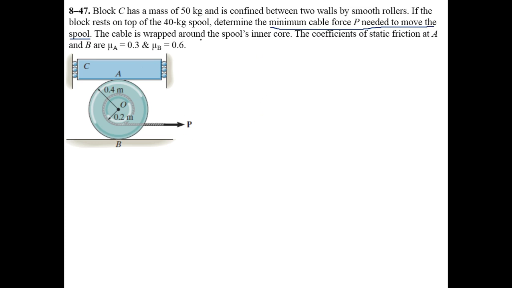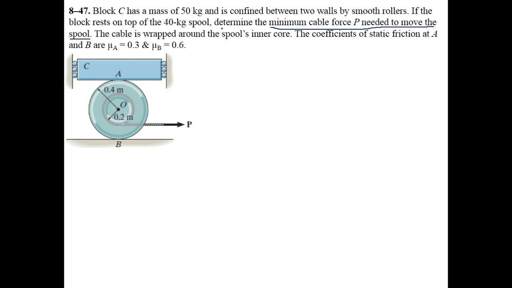The cable is wrapped around the spool's inner core, so this spool has an inner diameter attached to it, and on that diameter this rope is wrapped, and we are pulling this rope now. The coefficients of static friction at A and B are also given: mu A is 0.3 and mu B is 0.6.